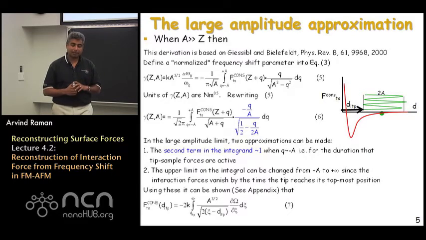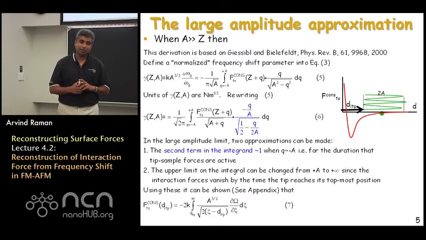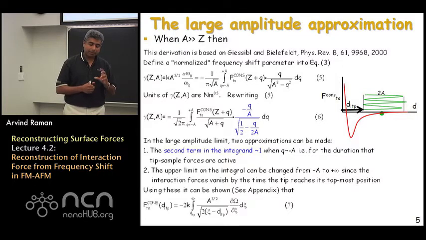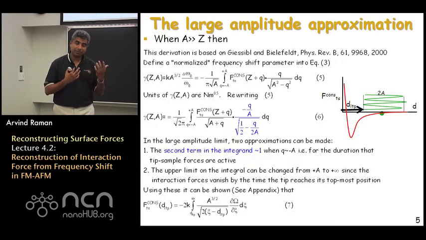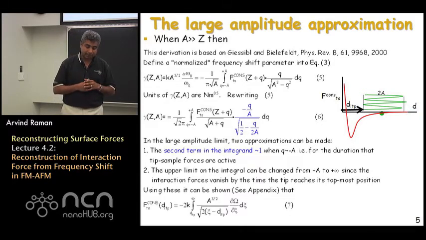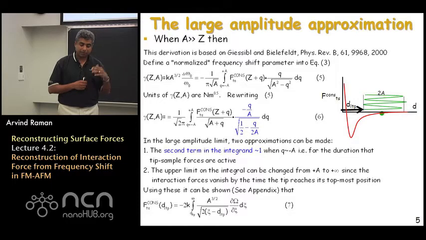The derivation that I'm going to talk to you about in this case is basically derived from work by Giessibl and Bielefeld in this article that's mentioned out here. But what's key to understanding the large amplitude approximation are two important things. First of all, it helps to rescale our relative frequency shift and convert it into a quantity called gamma that I've defined, which is simply the spring constant times A to the 3/2 times the relative frequency shift. And when you do that, you can rewrite gamma in terms of equation 6. It's a simple rearrangement of equation 5.